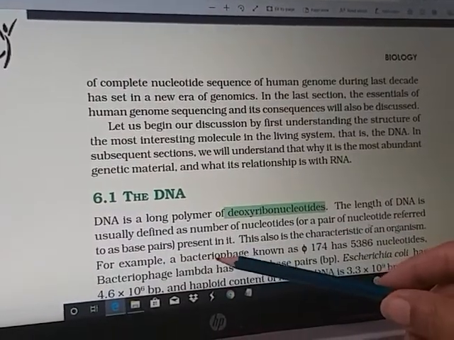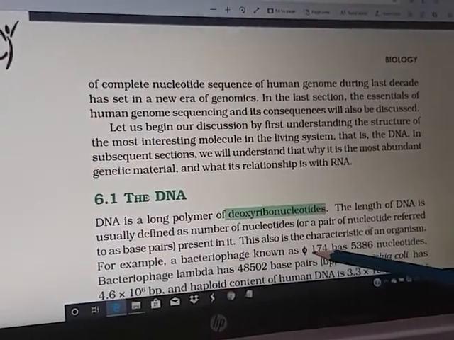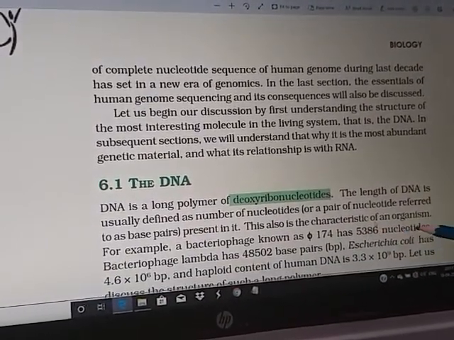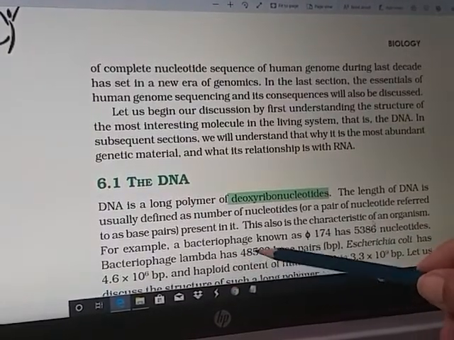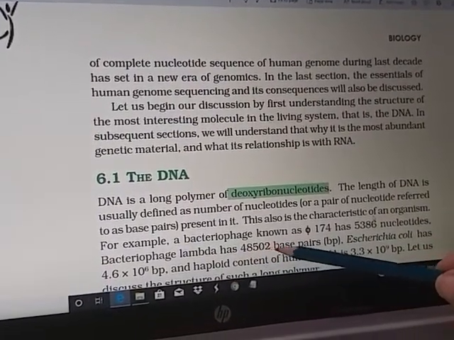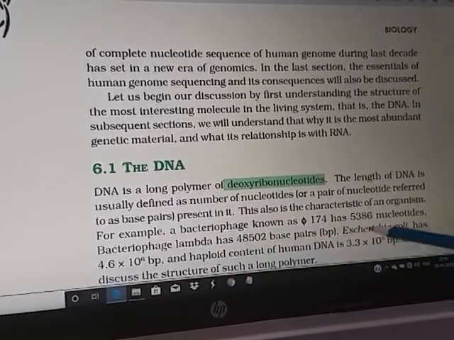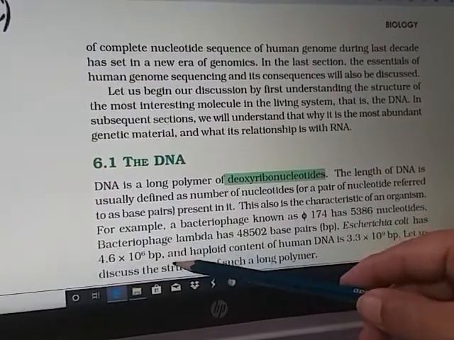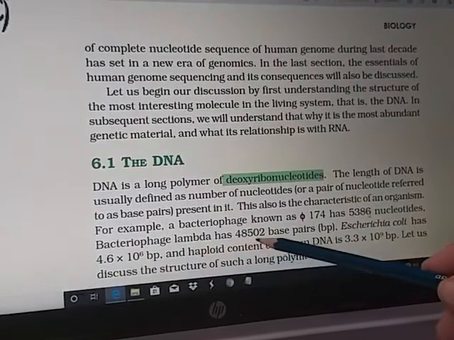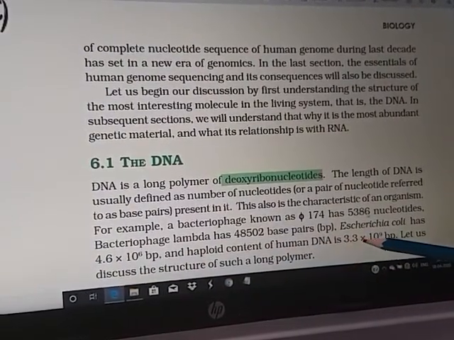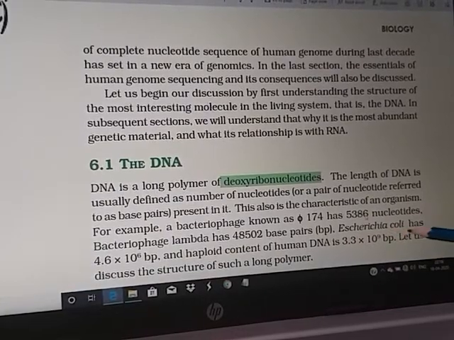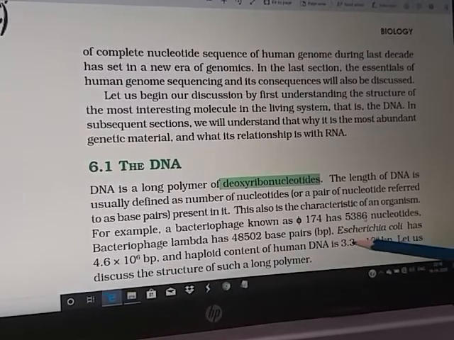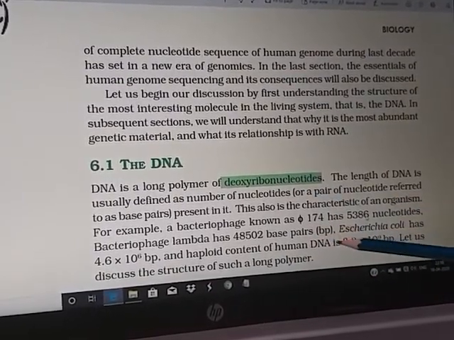For example, a bacteriophage known as phi X174 has 5386 nucleotides. Bacteriophage lambda has 48,502 base pairs. Escherichia coli, a common bacteria, has 4.6 into 10 raised to power 6 base pairs. And the haploid content of human DNA is 3.3 into 10 raised to power 9 base pairs. This is the haploid content, and you can imagine the diploid content. So this was about the length of the DNA.